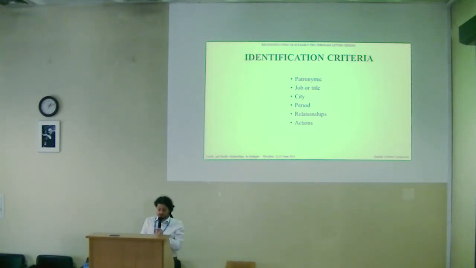At the same time, if two homonyms have different fathers' names, they are for sure not the same person. Other identification or diversification criteria, although weaker, are the same job or same title, and the same city, which is a bit generic, but sometimes it could help. The same time period is not so applicable here because we have 50 years, so all of these people live more or less in the same period. Then common relationships, not only regarding the family, but also other people with whom the subject could work or relate. And even similar actions: if a certain name is always connected with leather commerce, probably, or maybe most of the time, it's the same person, a merchant of leather.